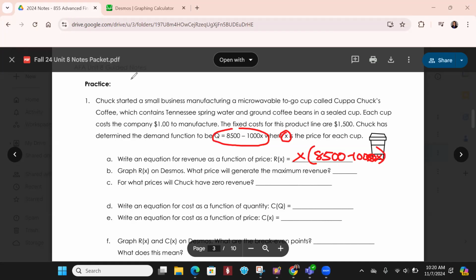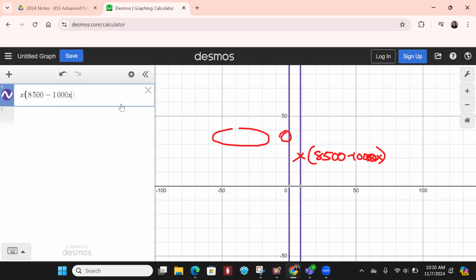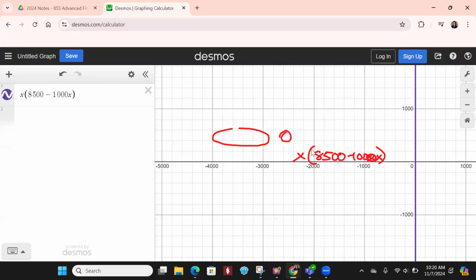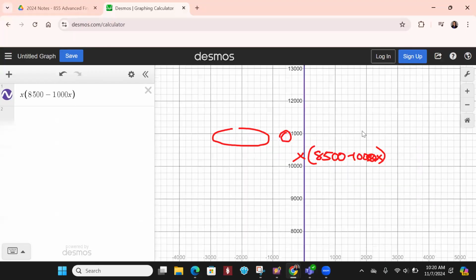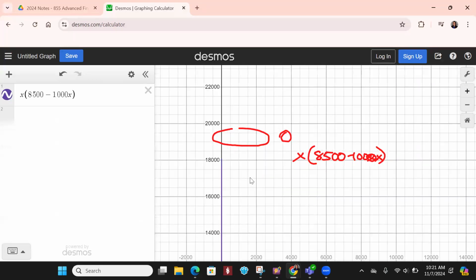Which price will generate the maximum revenue? What we're going to do is go into Desmos and type it in. X times 8,500 minus 1,000X. Boom. And we're going to zoom out. This graph is janky. This is a terrible number. Okay, it's in here somewhere.